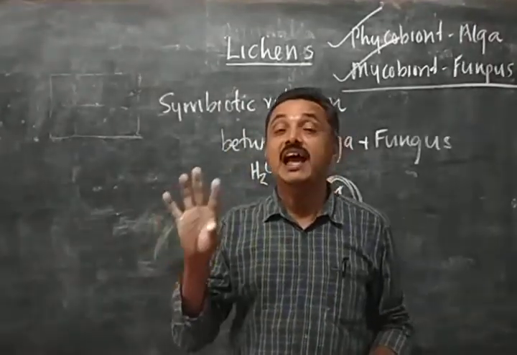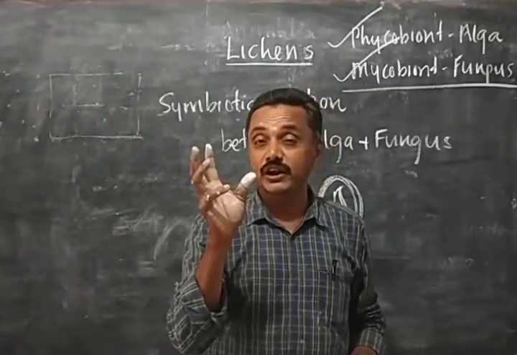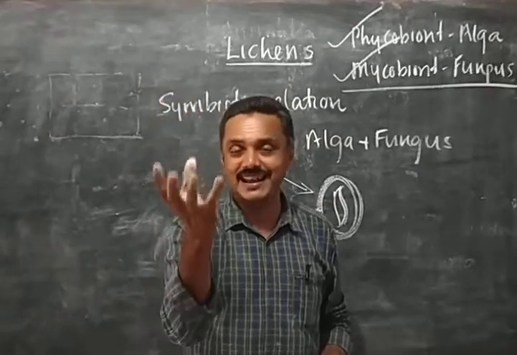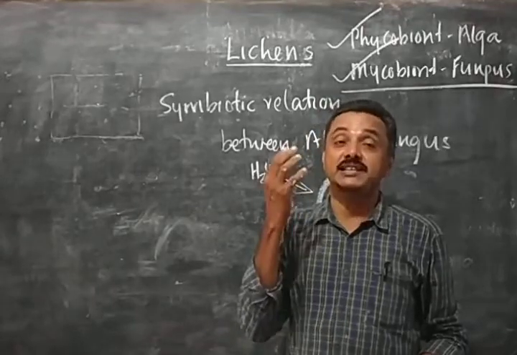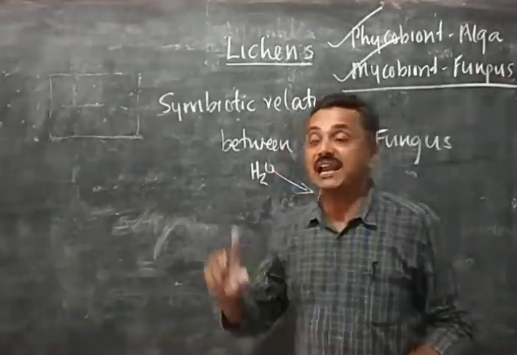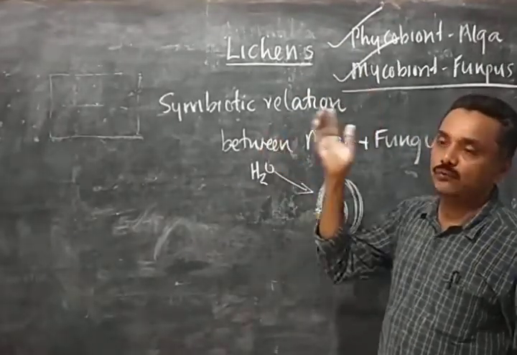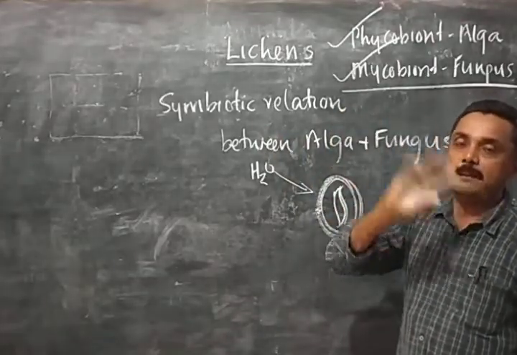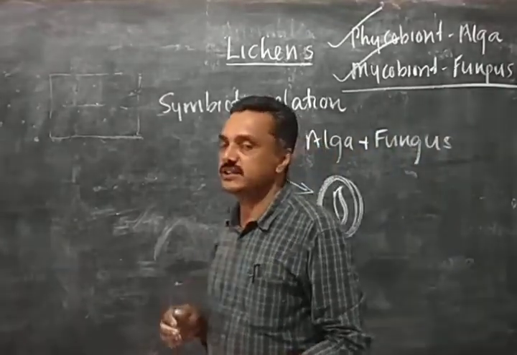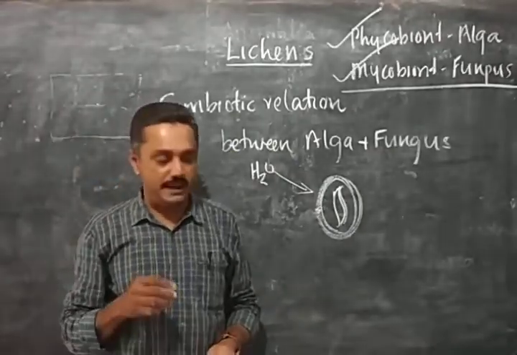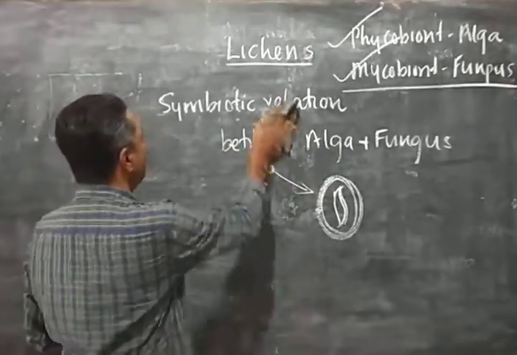Lichens are not common here. Lichens are seen on rocky areas or on the branches of trees. Usually the color is not green. They have a hanging appearance like that. So lichens are a special group of organisms in nature. They are a symbiotic relation between alga and fungus. The algal partner is called phycobiont and the fungal partner is called mycobiont. Alga prepares food and gives it to the fungus. Fungus protects the alga and absorbs water and gives it to the alga. Both are living together. Such a kind of relation is called lichens.